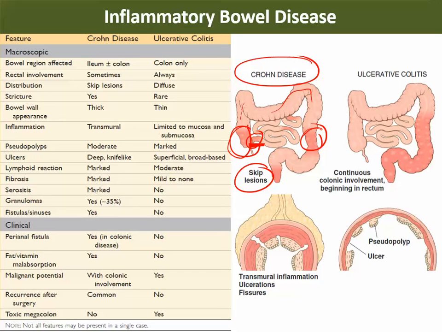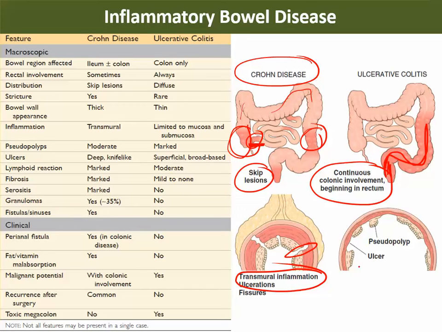Now, in ulcerative colitis, commonly the rectum is involved, then the sigmoid colon is involved. It will be diffuse, with continuous involvement of the segment. And I said in Crohn's disease they produce transmural inflammation, that is, the complete wall of the intestine will go for inflammation. So they produce an ulcer that looks like a knife cut.